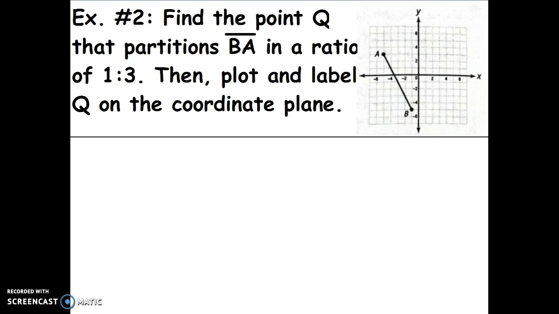Okay, so here we have example 2. We're going to find the point Q that partitions line segment BA in a ratio of 1 to 3. And then we're going to plot and label Q on the coordinate plane. So go ahead and pause the video so that you can copy down this example.